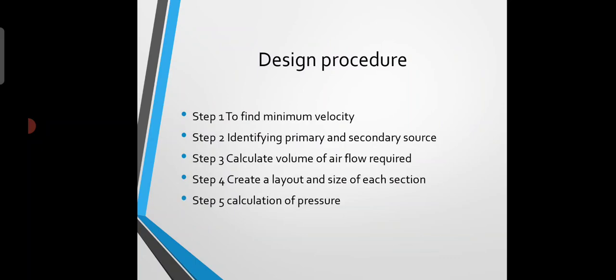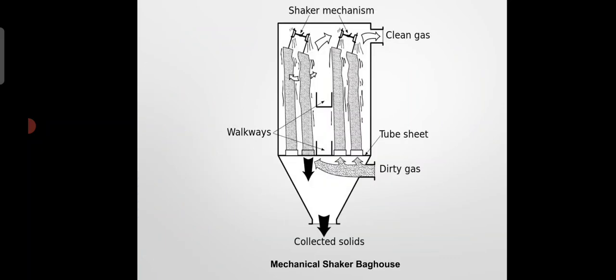So the design procedure is we have to find the minimum velocity of air that has to be passed through the chamber, and identify the primary and secondary sources of air. Calculate the volume of air required, create a layout and size of each section, and then calculate the pressure.